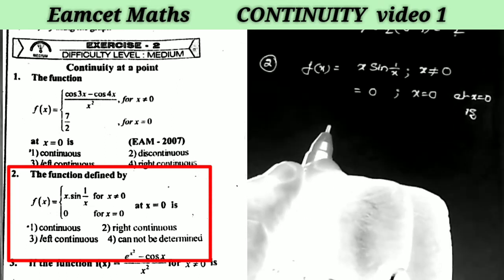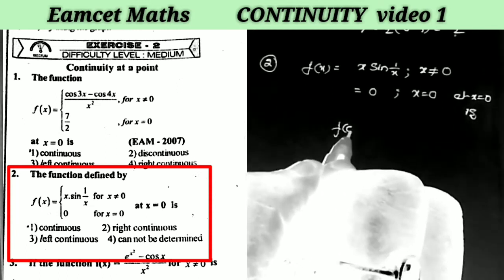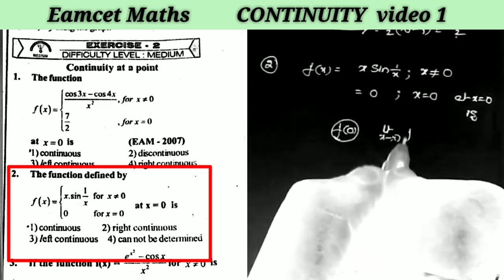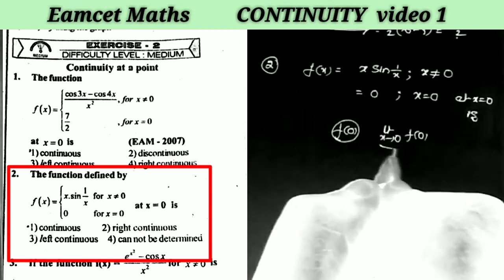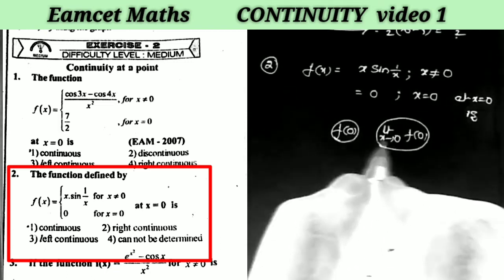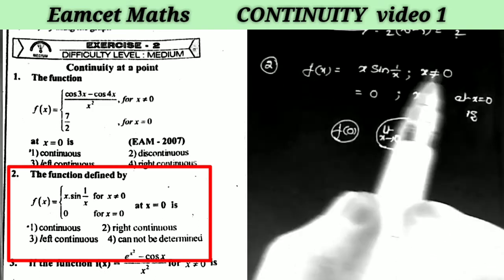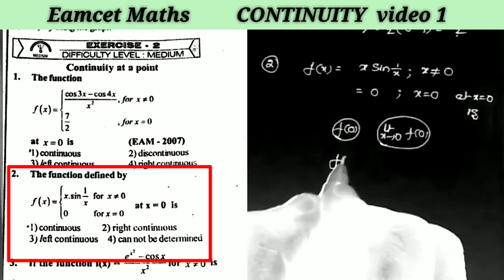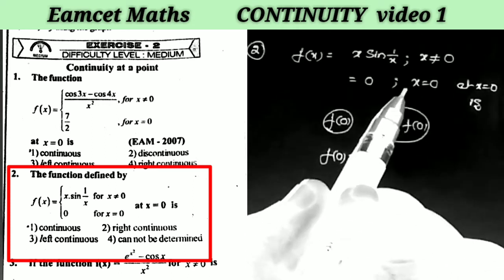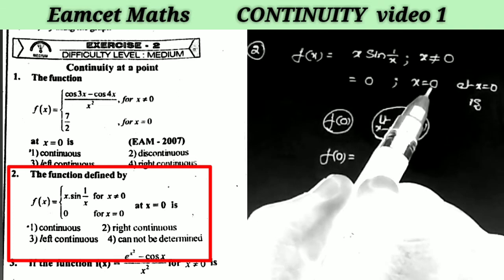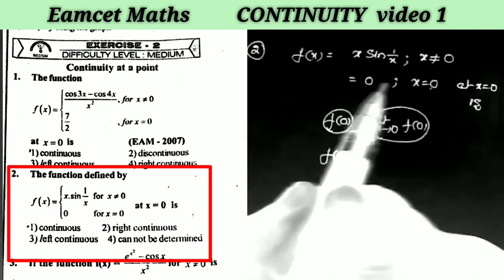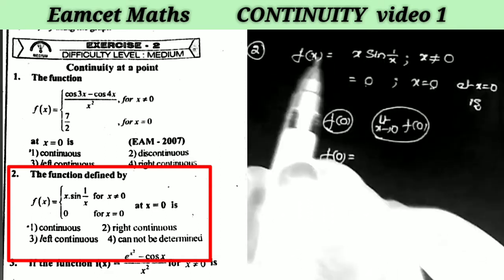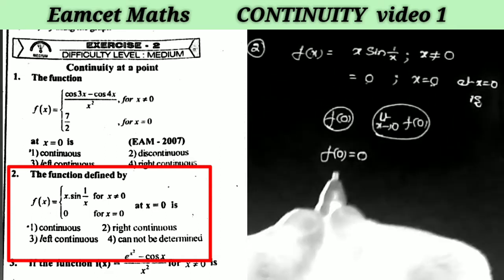To check the continuity, first of all we have to find the values f of 0 and limit x tends to 0 of f of x. If these two values are equal, then the given function is continuous at x is equal to 0. So first, finding f of 0 value. What is f of 0? It is already clearly given in the question. If x is equal to 0, then the function is equal to 0. That is, f of 0 is equal to 0. So the first value is equal to 0.